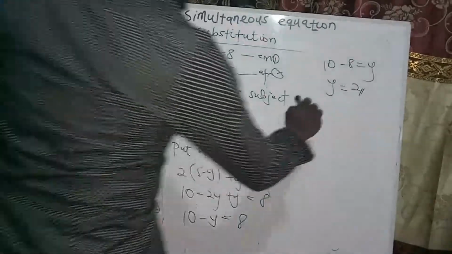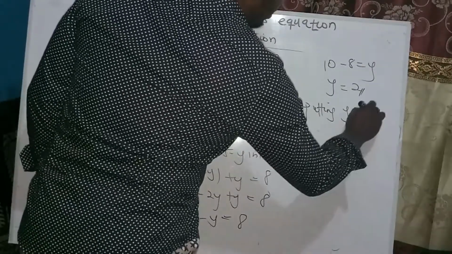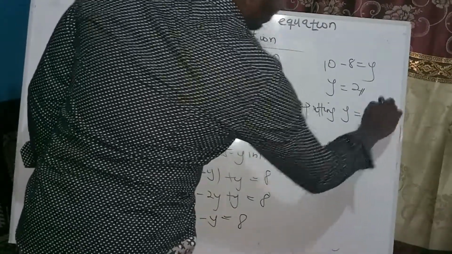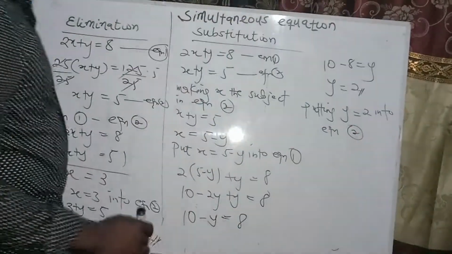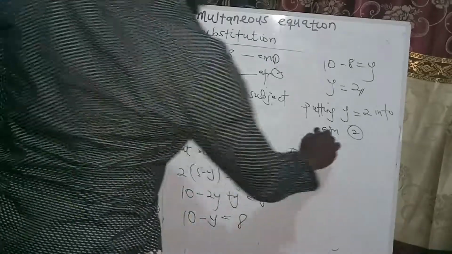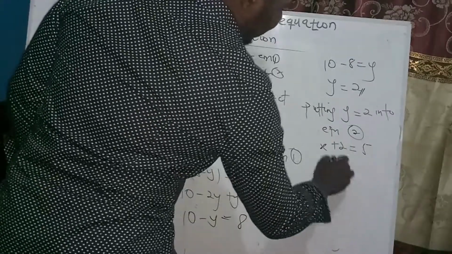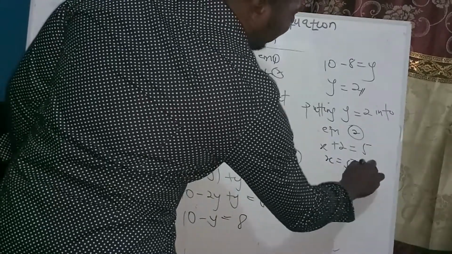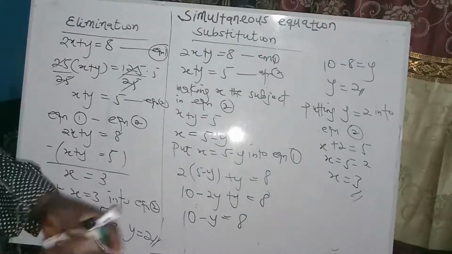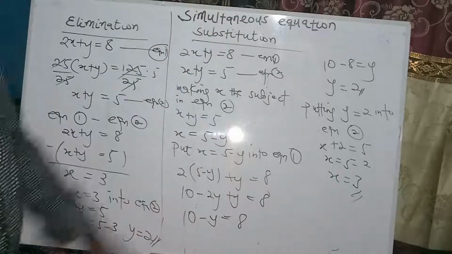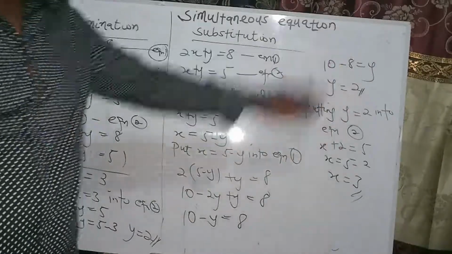So now I can say putting y equals 2 into maybe the simplest equation, that is equation 2. So x plus 2 equals 5. So x equals 5 minus 2. x equals 3. So you can see how simple it is when it comes to simultaneous equations. We worked with different methods and we arrived at the same answers.